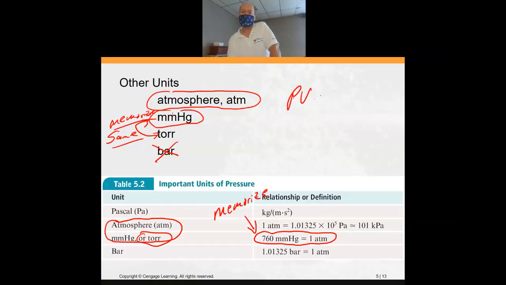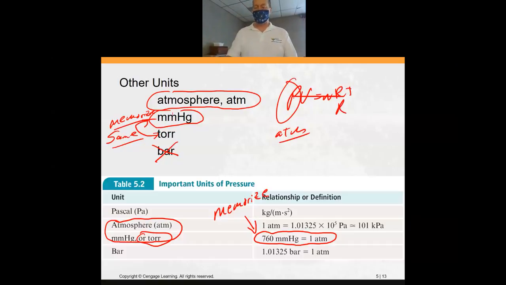When we do PV equals nRT, you're going to have your pressure in atmospheres for the R value that we are going to use. There's 100 different R values. The one that I have chosen to use, the one the book uses all the time, the pressure units are atmospheres.